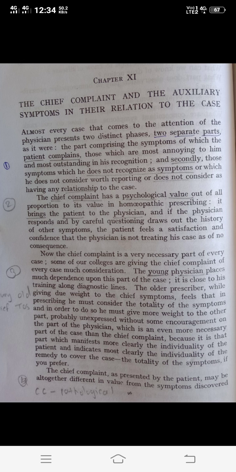The main theme of the chapter is regarding the chief complaint and the auxiliary symptoms. And in this, what Dr. H. Robert explained, I will revise it, as within 5 to 7 minutes the meeting will end. And the examples that are given by H. Robert we will discuss in tomorrow's lecture. All of you understand?